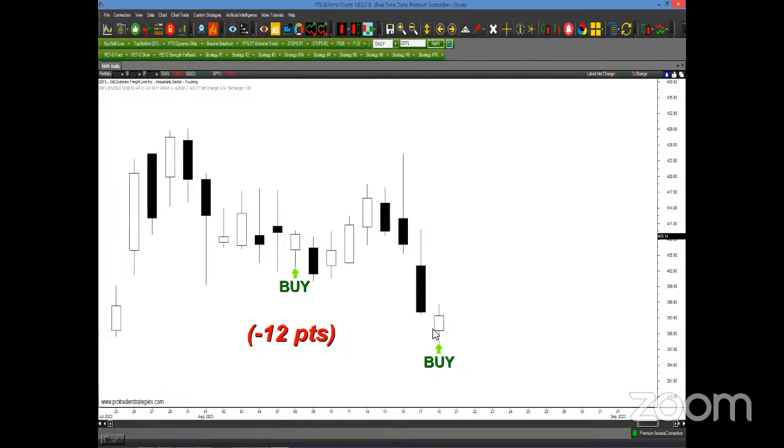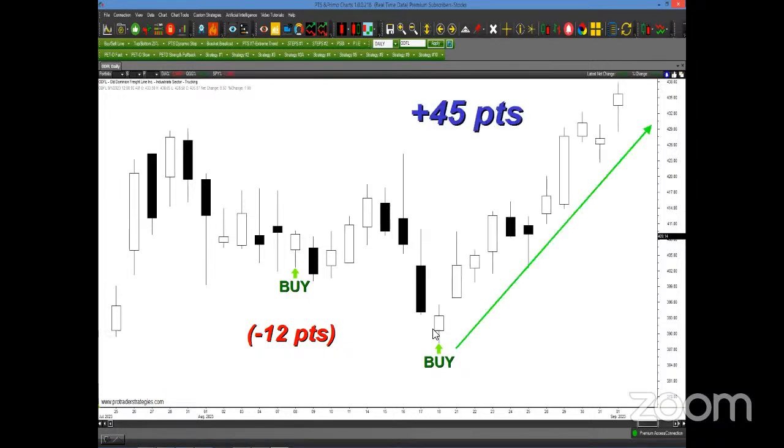So rather than sulk in the corner, it's time to get back in, because you could have potentially made back that 12 points that you lost and then some more, because you had 45 points to work with in your favor. Okay, so this is what we mean by consistency. 2 steps forward, 1 step back.